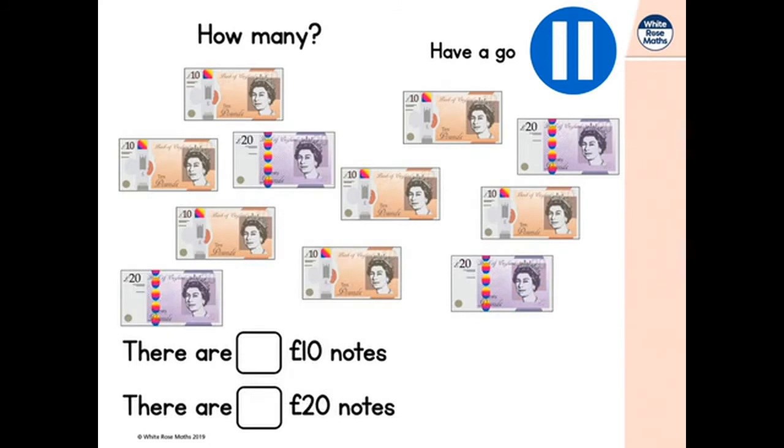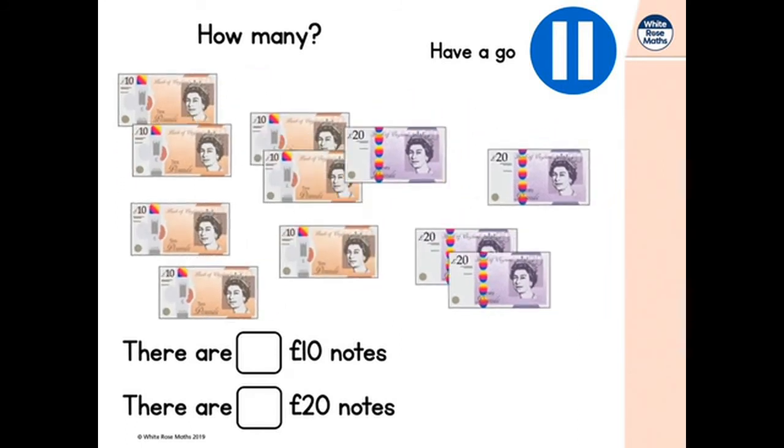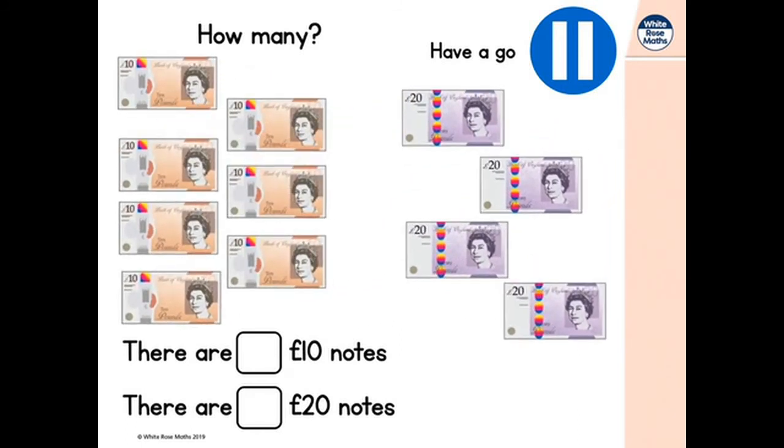And again, it's time for you to do some sorting and counting. I'd like you to tell me how many £10 notes and £20 notes there are. So pause here, sort, count, and then come back. Are you ready? First, let's sort them. We'll put all the £10 together and all the £20 together. Here we can see there are 7 £10 notes and there are 4 £20 notes. Great job!